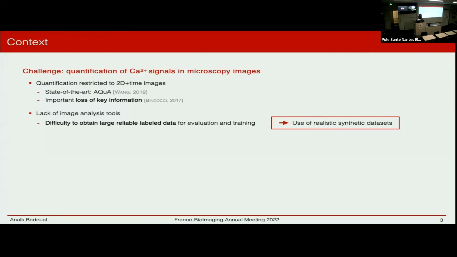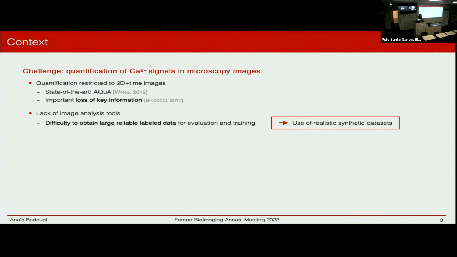So today we crucially lack dedicated algorithms, and especially for 3D plus time microscopy images. And the main reason, besides the complexity of the task, is the difficulty to obtain large and reliable annotations that are necessary to first evaluate those algorithms, but also to train the ones that are based on machine learning. And maybe just for the story, when I joined the team, I was developing one of those algorithms for 3D plus time images. And I had to quickly stop because without this annotation, I had no way to assess the accuracy of my algorithm and to train it.